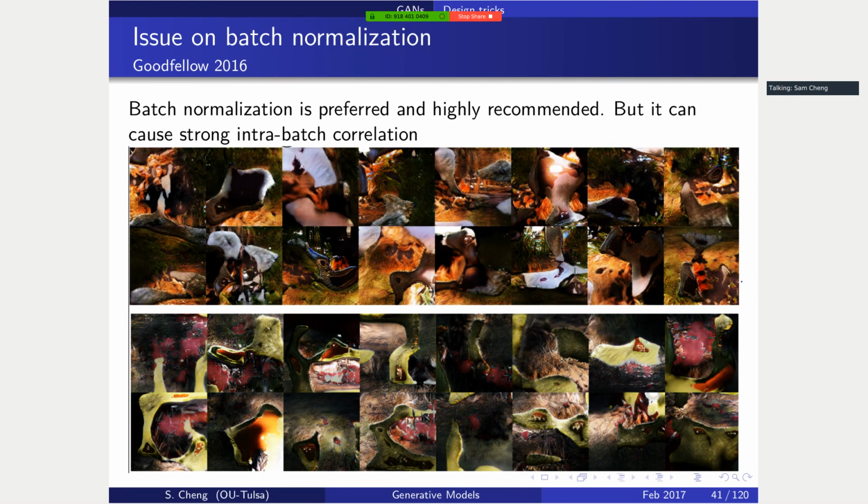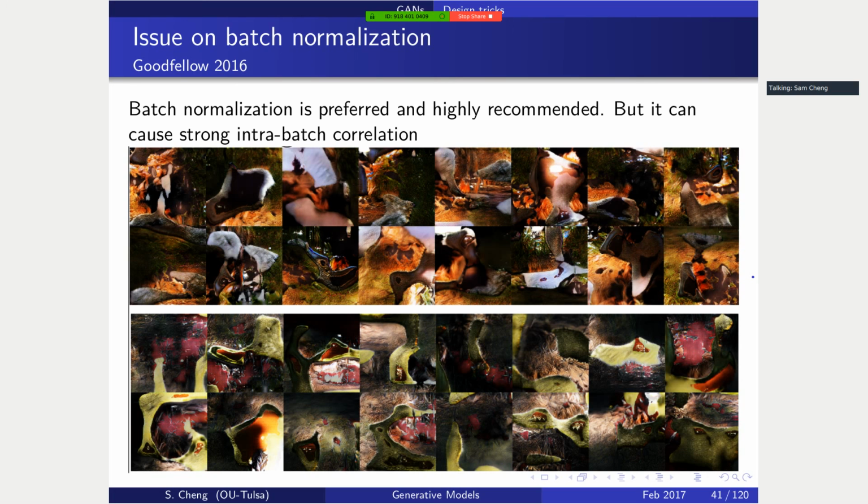So okay, let me see what I'm doing with time. I have about 5 minutes, so maybe I just talk a little bit about batch normalization at the end here.